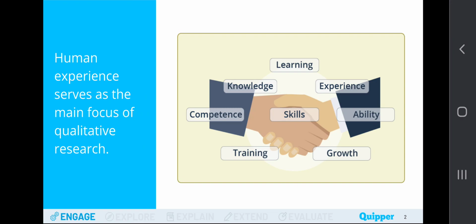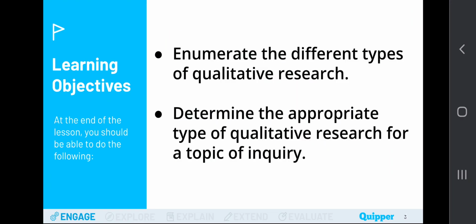Human experience serves as the main focus of qualitative research. Take note of that concept. Now, in this lesson, we are going to enumerate the different types of qualitative research, as well as to determine the appropriate type of qualitative research for a topic of inquiry.